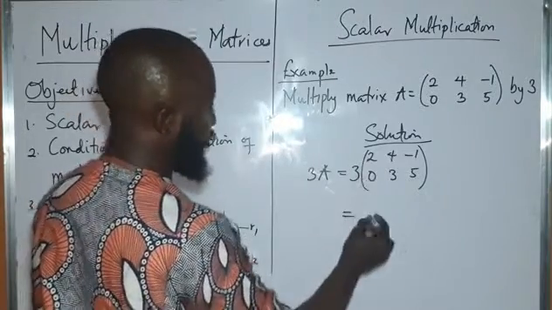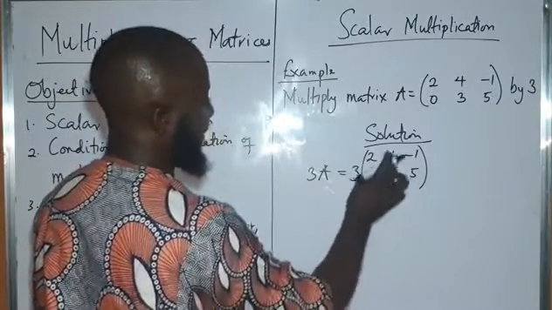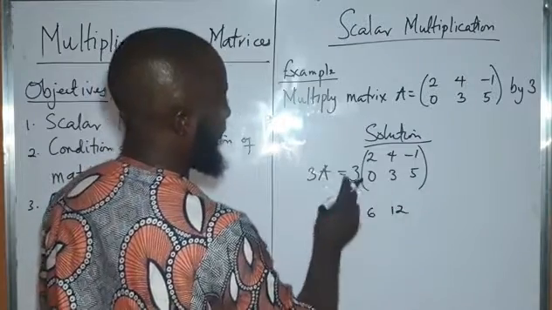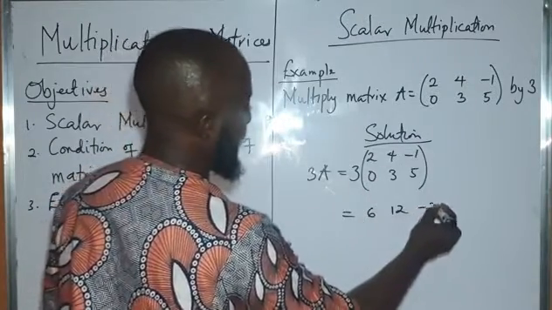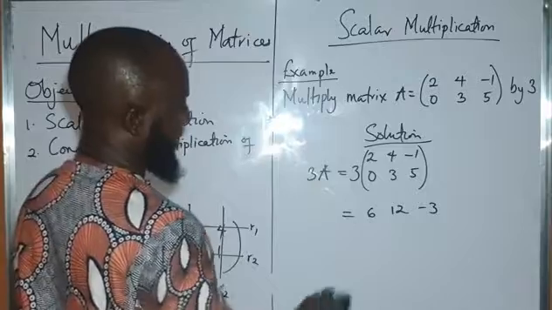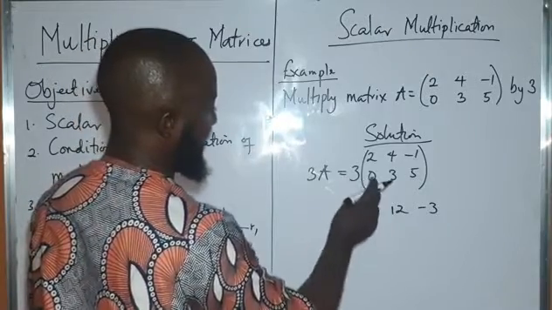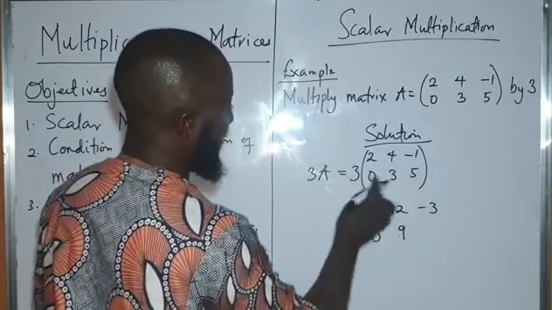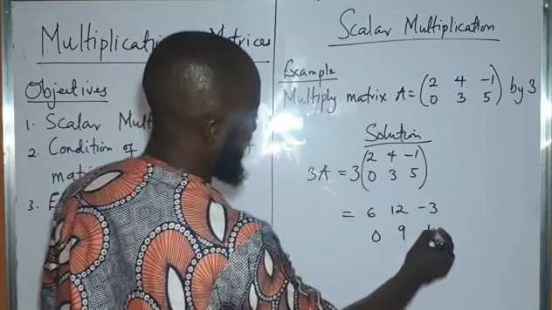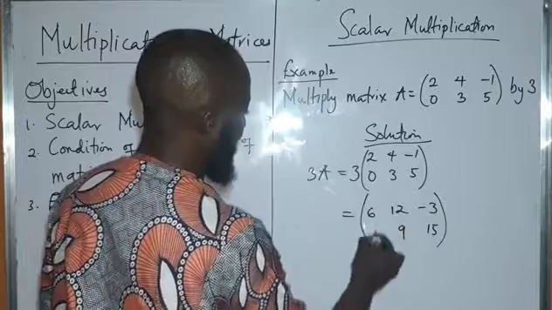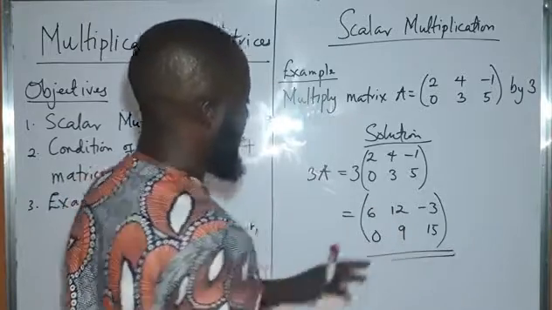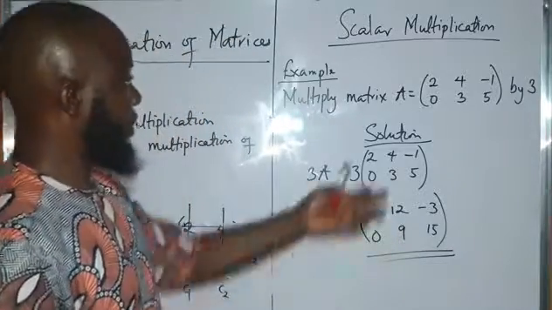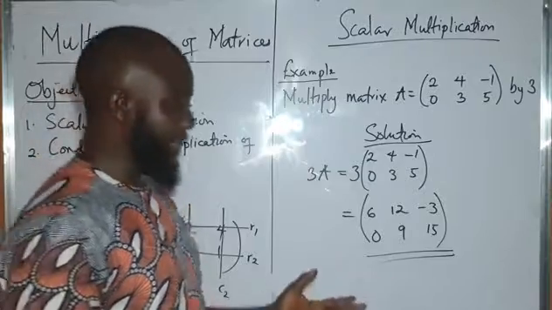So 3 times 2 gives us 6. 3 times 4 gives us 12. 3 times minus 1 gives us minus 3. The next is 3 times 0, that is 0. 3 times 3 is 9. 3 times 5 is 15. So that is the end. We have multiplied, and this is the solution to this problem. I hope this is clear.